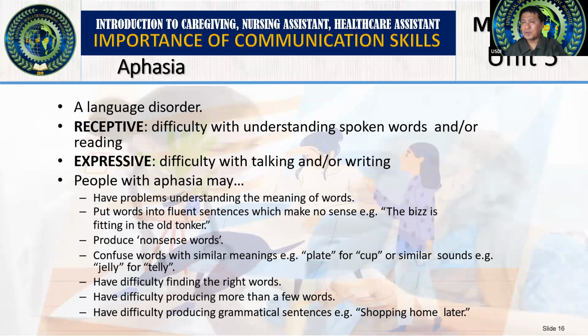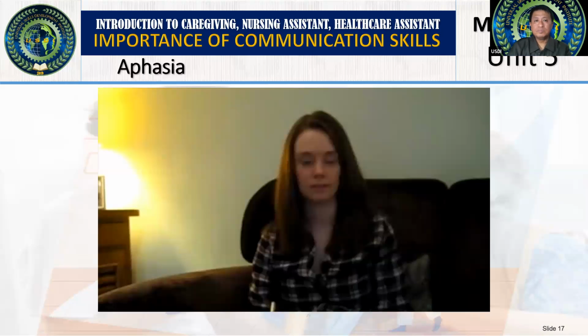So, kailangan i-spell. It's jelly, letter J-E-L-L-Y. Letter T-E-L-L-Y is telly. Okay. So have difficulty finding the right words. Nahihirapan siya maghanap ng words na yun. Meron na siya na-compose pero nakakalimutan yung mga tamang salita na dapat gamitin dito. Have difficulty producing more than a few words. Have difficulty producing grammatical sentences like shopping home later. Later for shopping so home.